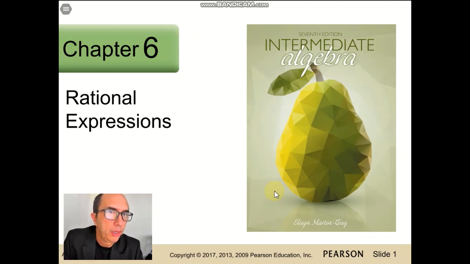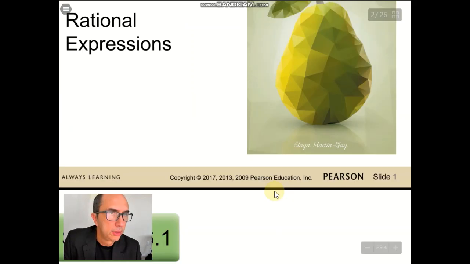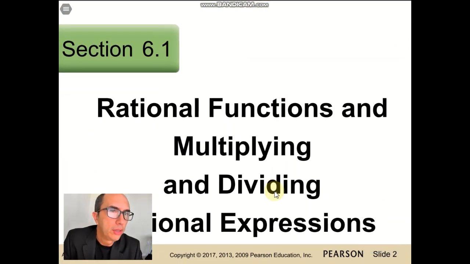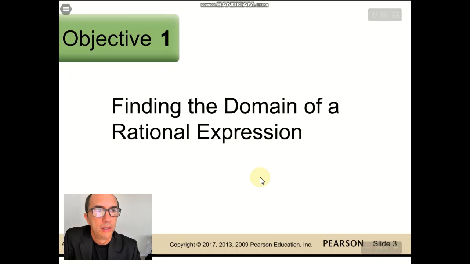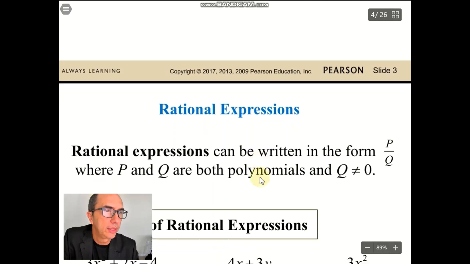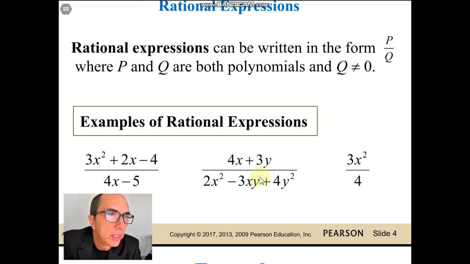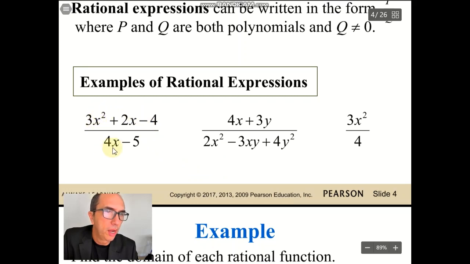Welcome back. We are on chapter 6, rational expressions, and we will work today on section 6.1, rational functions, multiplication and division of rational expressions. The first objective is to find the domain of rational expressions, and we just need to understand that rational expressions are written in the form P over Q, where P and Q are both polynomials and Q is different from 0. Some examples here of how the rational expressions are going to look like.